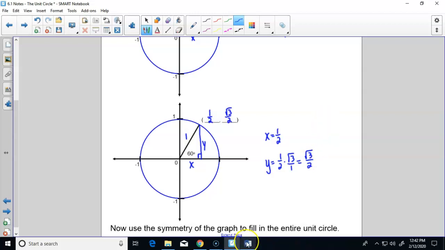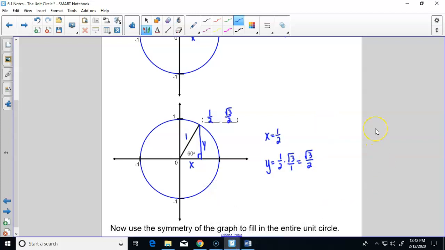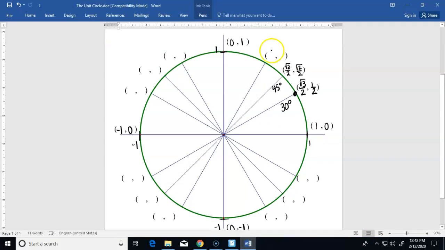Okay. All right. So in a second, we're going to go back to our unit circle, and from here, we can just use logic to fill in the rest of the whole circle. Okay. And I'm going to show you how I do that. So we just found this was 60 degrees, and so this is 1/2 and square root of 3 over 2.